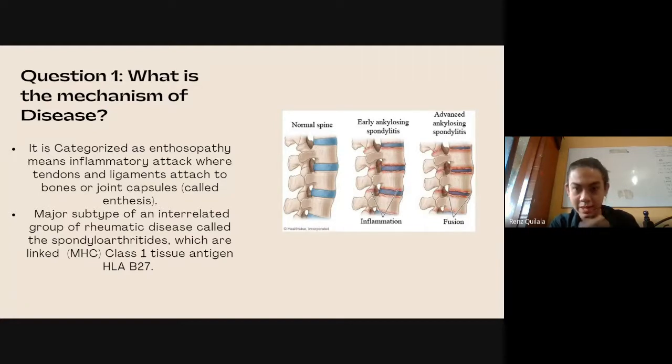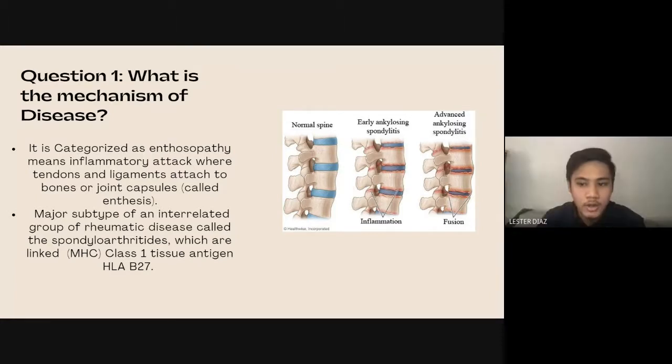Ankylosing spondylitis is characterized by enthesopathy, which means an inflammatory attack where tendons and ligaments attached to bones or joint capsule, called enthesitis. In the spine, the primary site for this enthesis is where the long spinal ligament, or anterior longitudinal ligament, attaches to the front of the vertebrae. Inflammation of the enthesis is called enthesitis.